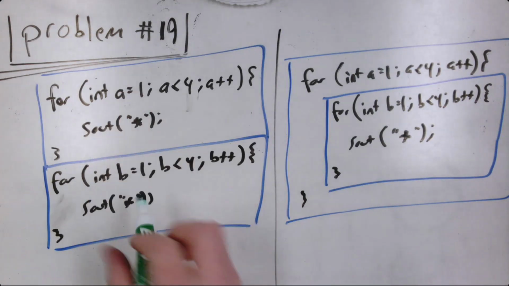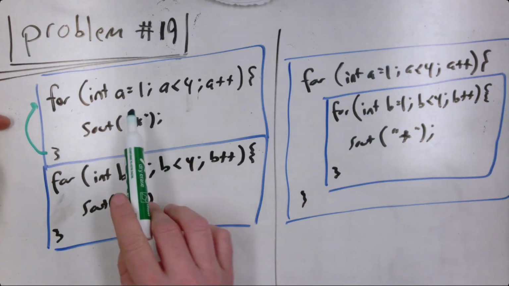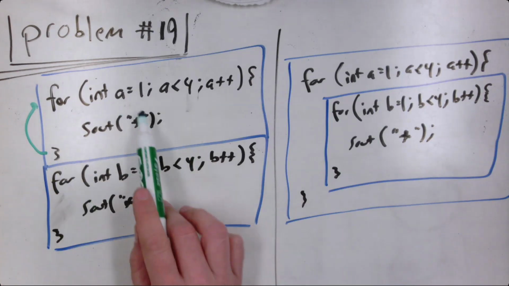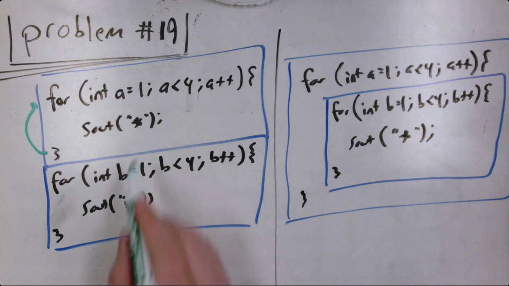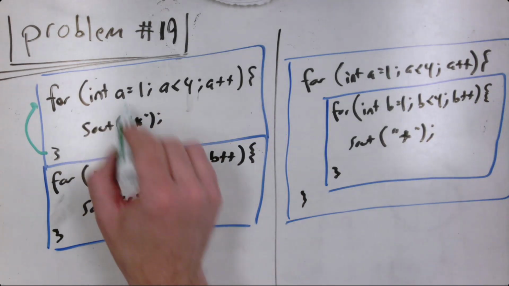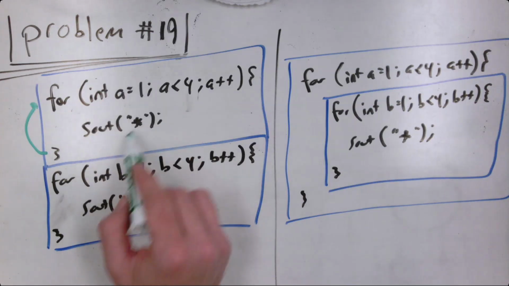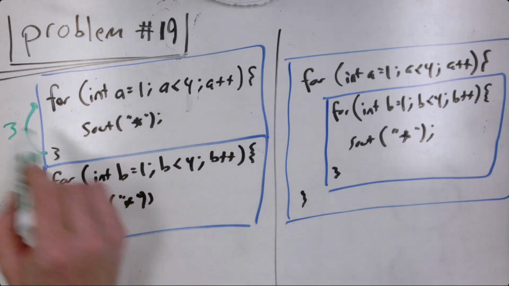So on the left-hand side, it does exactly what it appears to do. A goes from 1 up to 3, and so that's 1, 2, 3 total loops. So here, the first loop when A equals 1, we display a star, and then A equals 2, we display a star. A equals 3, we display a star. A equals 4, we exit. So this loops 3 times.